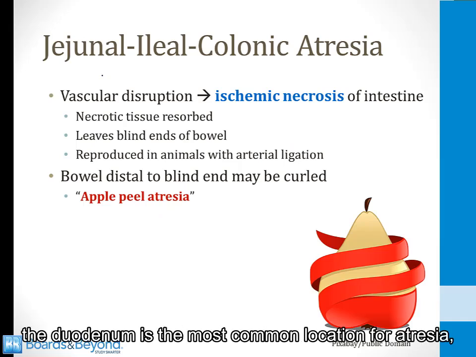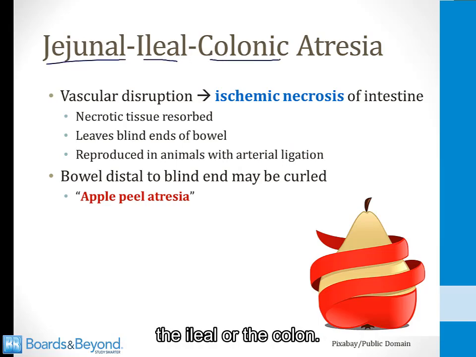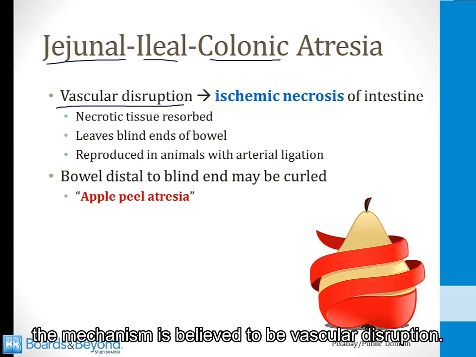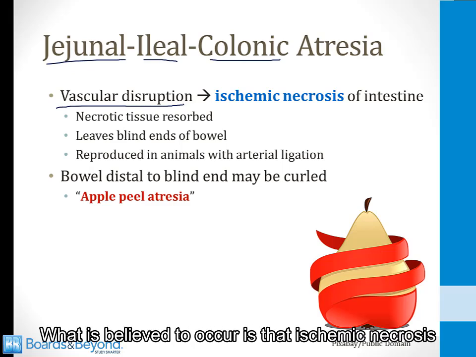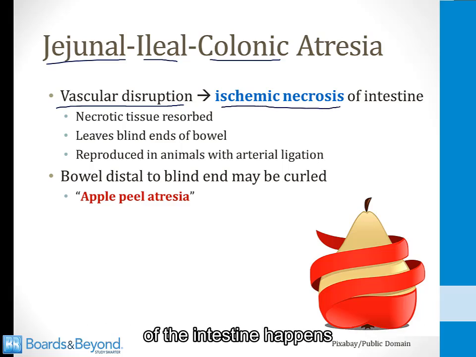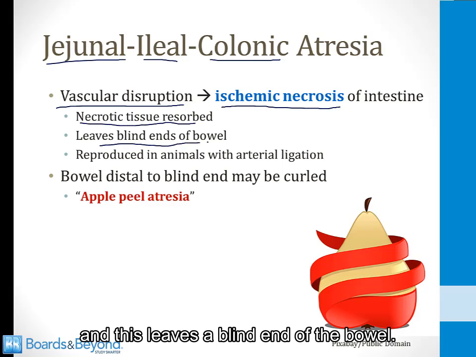As I told you before, the duodenum is the most common location for atresia, but it can rarely occur in the jejunum, the ileum, or the colon. When it occurs in these locations, the mechanism is believed to be vascular disruption. This is different from the mechanism for duodenal atresia. What is believed to occur is that ischemic necrosis of the intestine happens, and then the necrotic tissue is resorbed, and this leaves a blind end of the bowel.